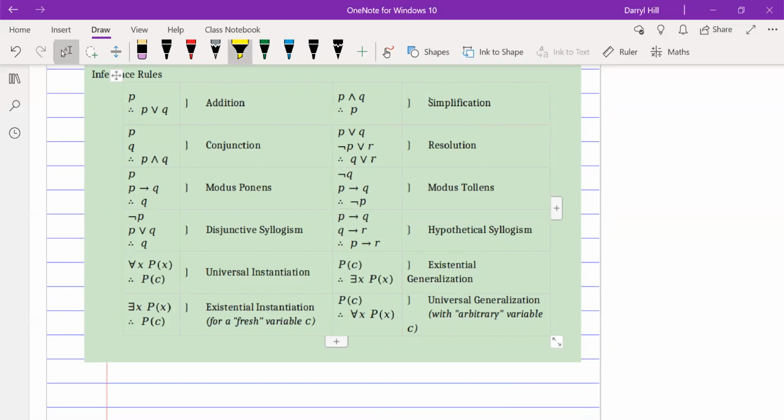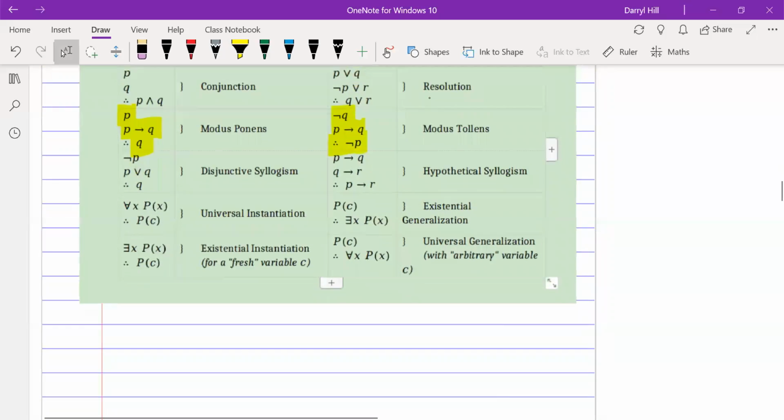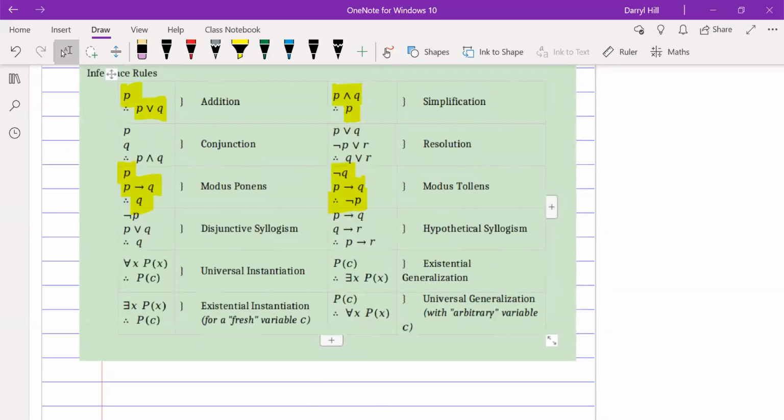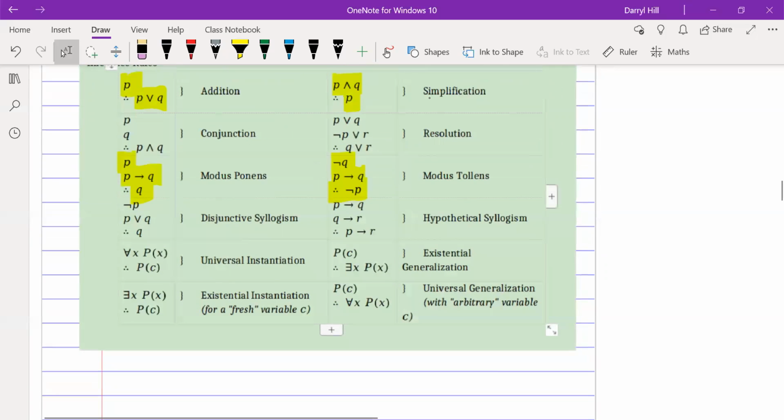So these are the inference rules. Addition: if I know that P is true, then I can say P or anything is true. Simplification: if I know both of these things are true, then I can declare either of them is true on its own. Modus ponens is straightforward. If I know P is true and I know P implies Q, then I know Q is true. On the other hand, if I know P implies Q is true, but Q is false, then P must also be false. You should have these in front of you when you write the exam. Any questions on any of these?